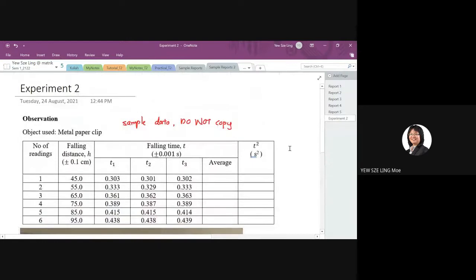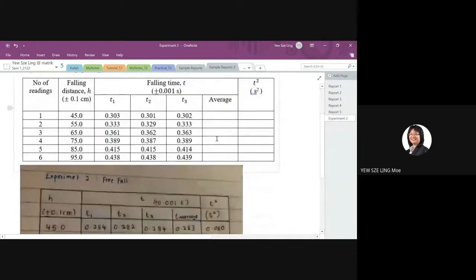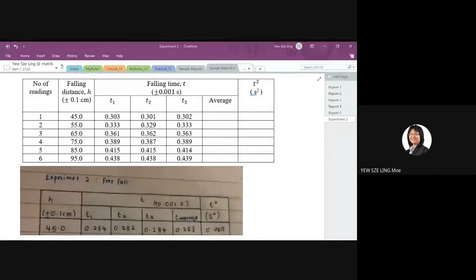All right. So this is how you should write a table. Okay, so are you guys ready? Is there anyone who is still not ready? Make sure you have your data with you, you have your table with you, and you have the graph paper with you, because we are going to sketch the graph together. All right, I want to make sure you know how to do your first graph.